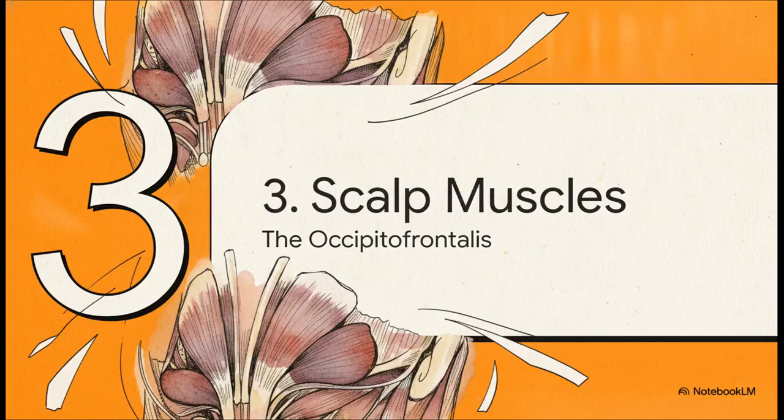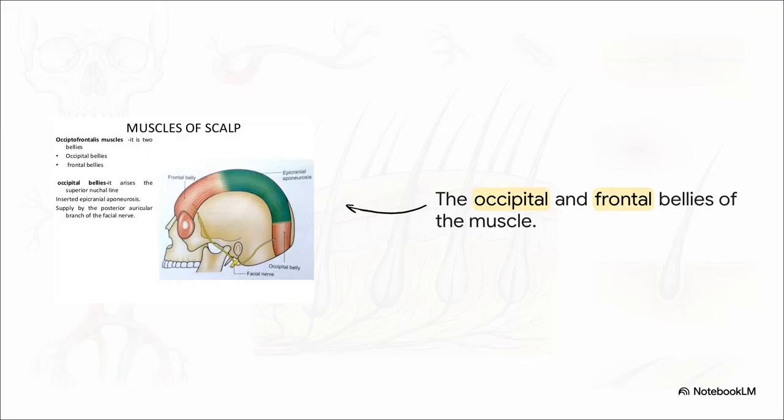Next up, Section 3, Muscles of the Scalp, specifically the occipitofrontalis. So the occipitofrontalis isn't just one big continuous sheet of muscle. It's actually split into 2 distinct bellies. You've got the frontal bellies up front over the forehead and the occipital bellies in the back. And both of these bellies insert directly into that 3rd layer we just talked about, the epicranial aponeurosis, or the Galea aponeurotica.